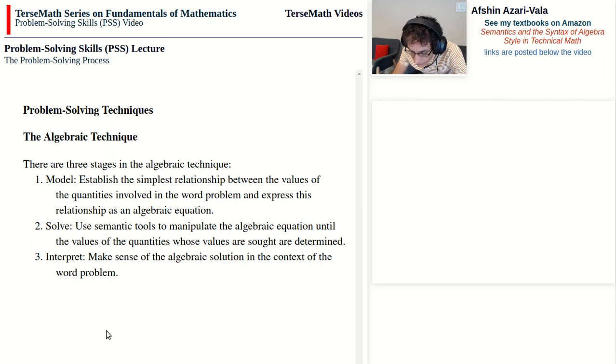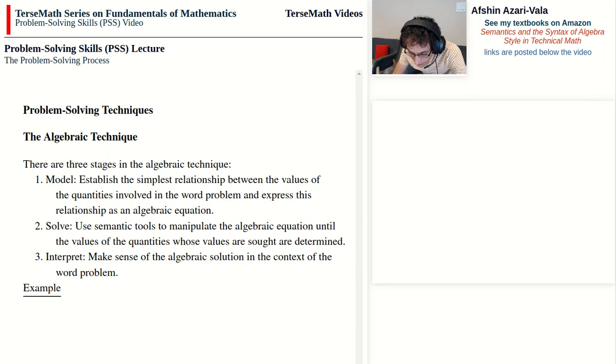And then, once you've solved the equation, you arrive at a numerical value, and you make sense of that in the context of the word problem. So model the problem, come up with an equation that relates the values of the quantities involved in the simplest possible way, then solve that equation, and make sense of the answer.